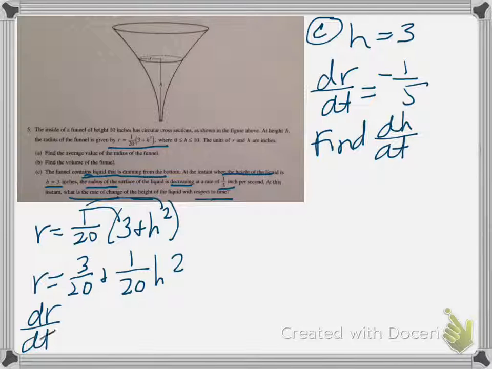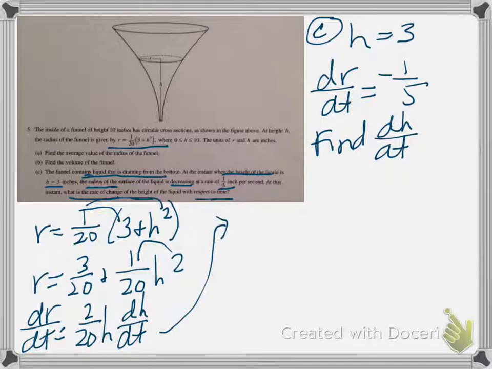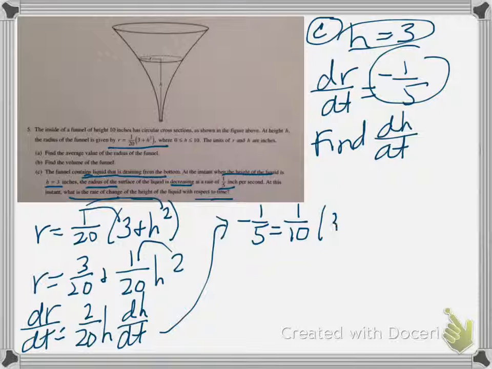So dr over dt is equal to 3 over 20, that just becomes 0. And now we can just use the power rule, so I bring the 2 down, so I get 2 over 20 h dh over dt. But obviously 2 over 20 is equal to 1 over 10, so I'm going to simplify that and substitute at the same time. Okay, so dr over dt is negative 1/5 equals 1/10, right? 2 over 20 is 1/10. H is 3, and dh over dt is what we're looking for.